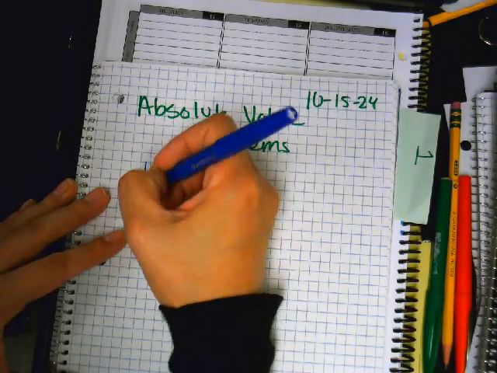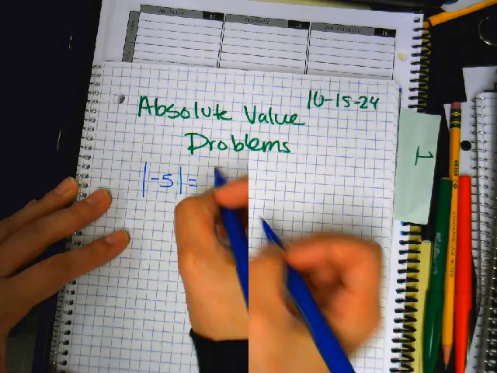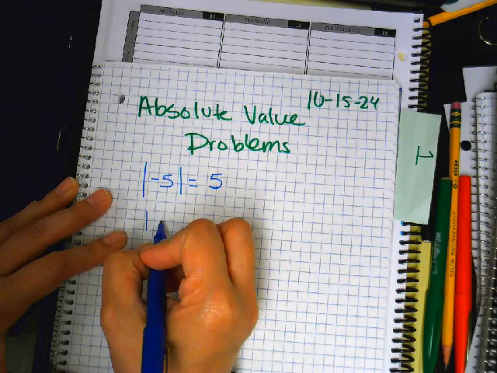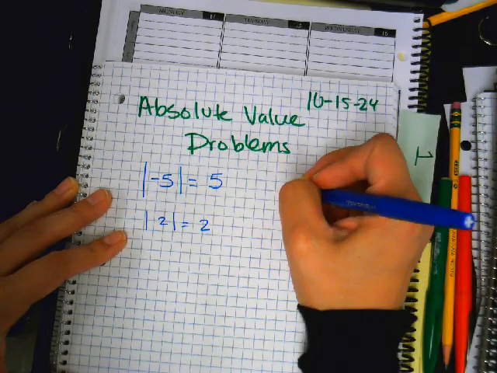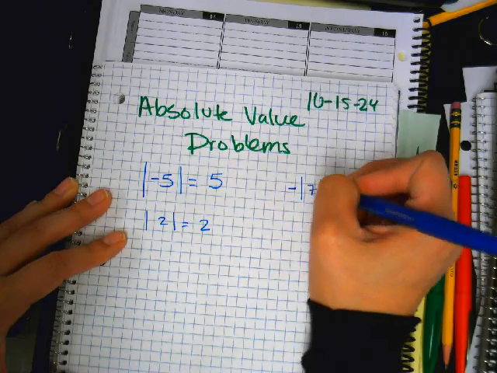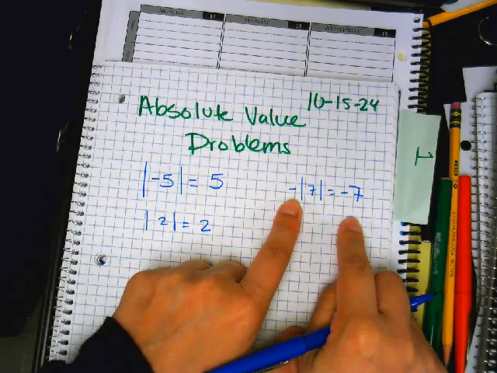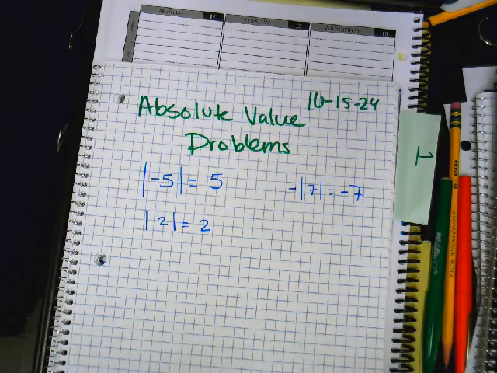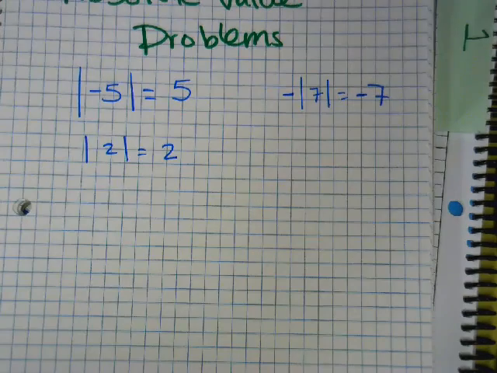Okay, the absolute value of -5. That's what we did yesterday. What's the absolute value of -5? 5. Good. Absolute value of 2. 2. Good. What if I have the negative outside? It's a negative. So here are the negatives outside, so -7. Okay, so this was yesterday, right? Okay, all right, cool. Now we're going to do some actual absolute value problems.